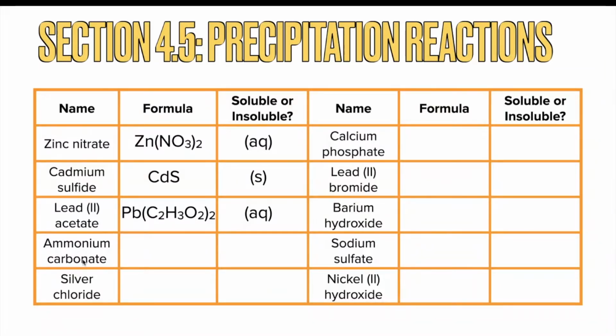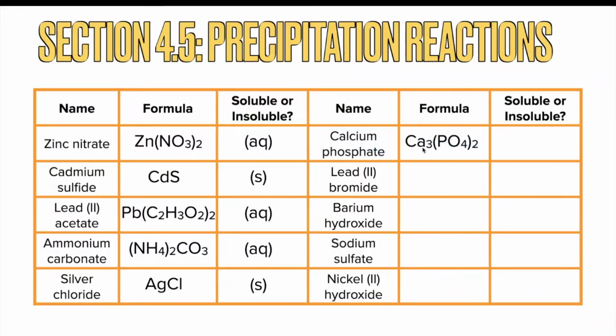Ammonium carbonate. We've got (NH4)2CO3. So we've got something that is definitely going to be soluble because ammonium salts are soluble. So that means it has to be AQ, regardless of what we pair it up with. Silver chloride is a great one, AgCl, that forms a solid. It's literally on the list of exceptions. It says most chlorides are soluble except for, and then it lists silver as one of those exceptions. Another one of those exceptions was lead. So lead chloride is also going to be insoluble.